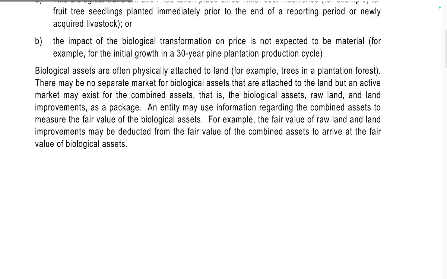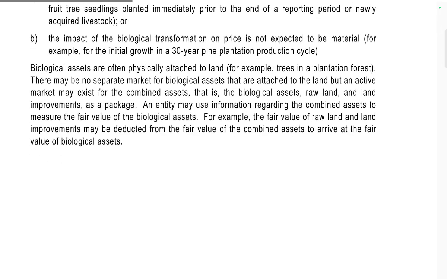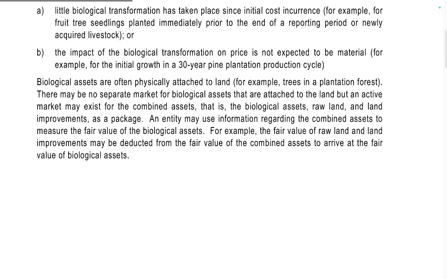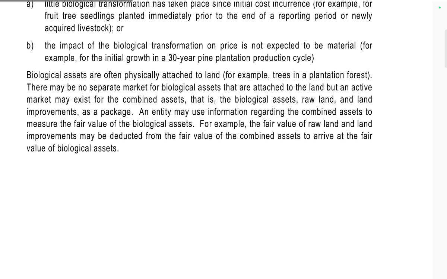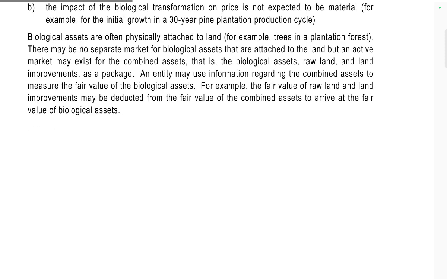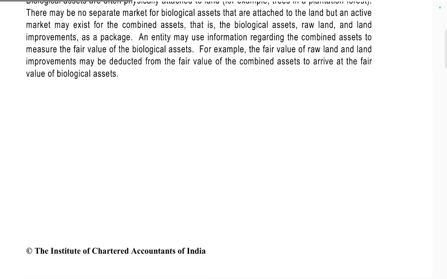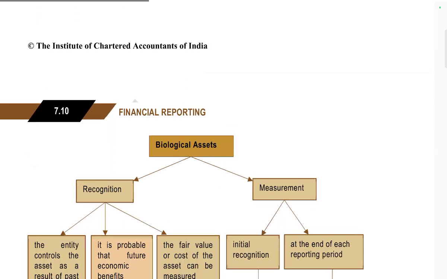Biological assets are often physically attached to land, for example trees in a plantation forest. There may not be a separate market for biological assets attached to the land, but an active market may exist for the combined asset, that is, the biological asset, raw land and land improvements, as a package. An entity may use information regarding the combined asset to measure the fair value of the biological asset. For example, the fair value of raw land and land improvements may be deducted from the fair value of the combined asset to arrive at the fair value of the biological asset.